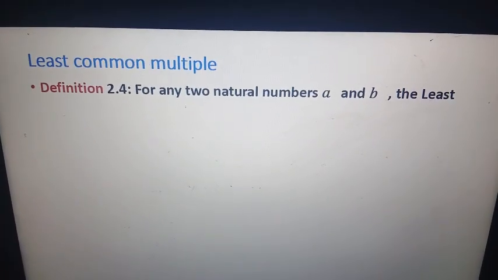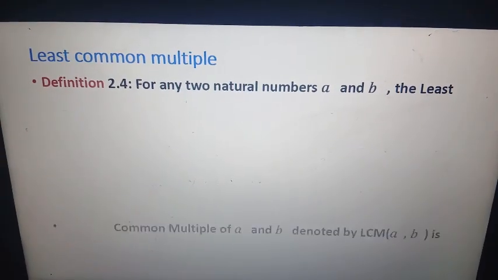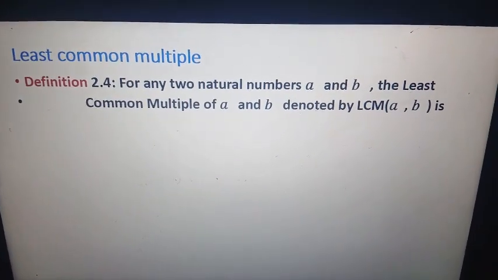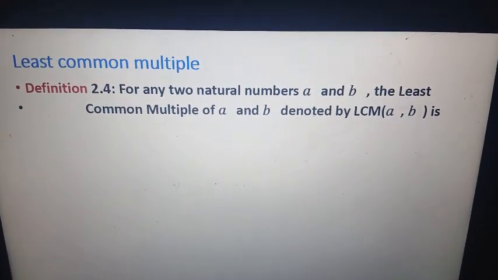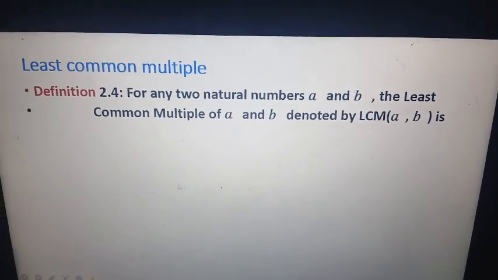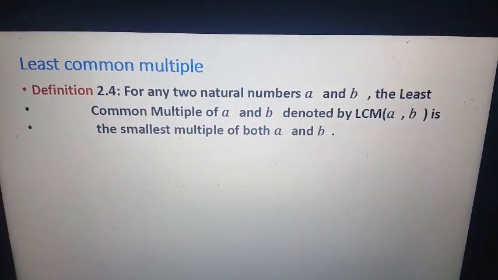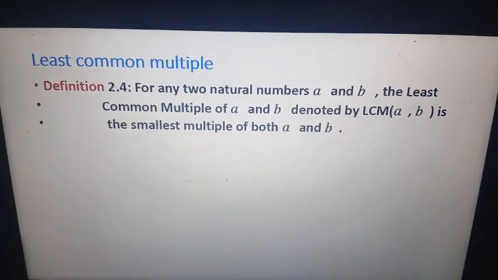Definition: for any two natural numbers a and b, the least common multiple of a and b, denoted by LCM of a and b, is what? The smallest multiple of both a and b.